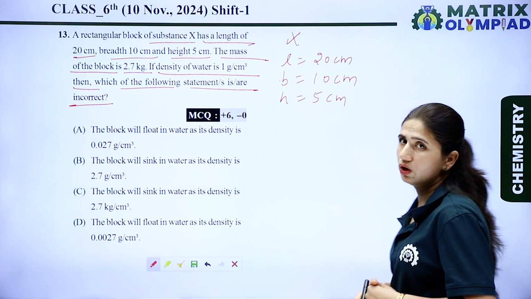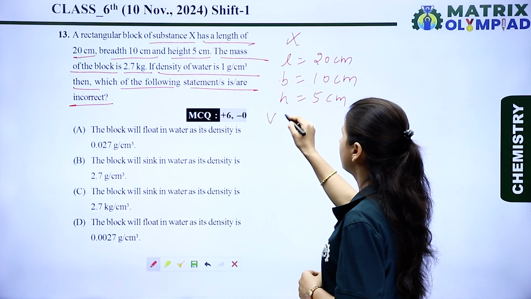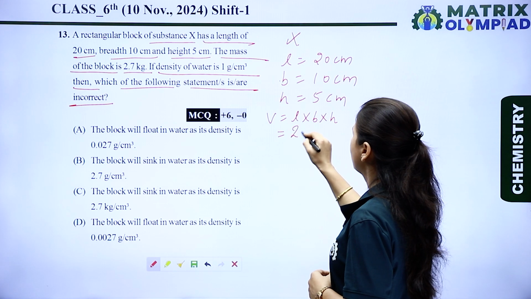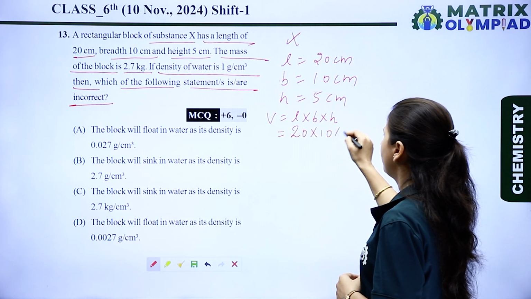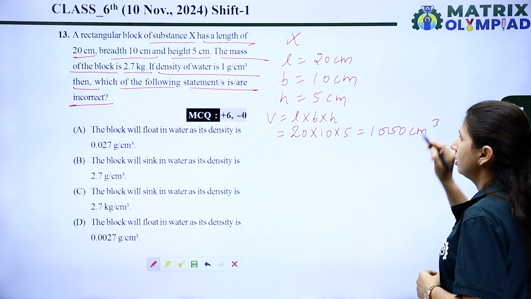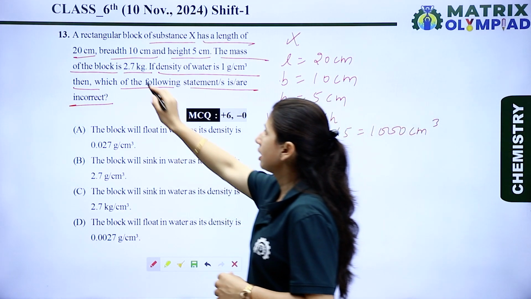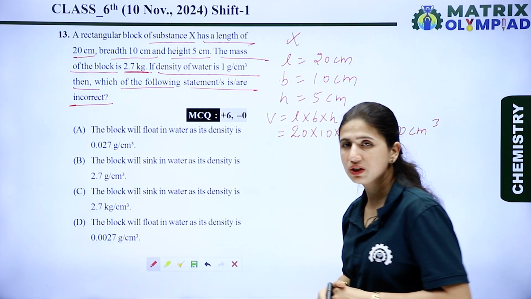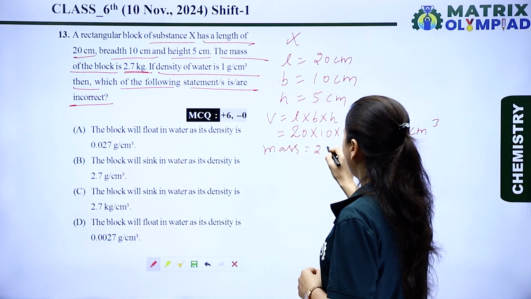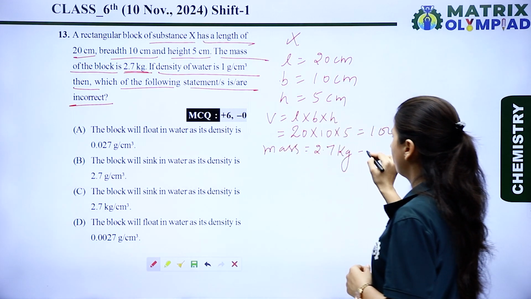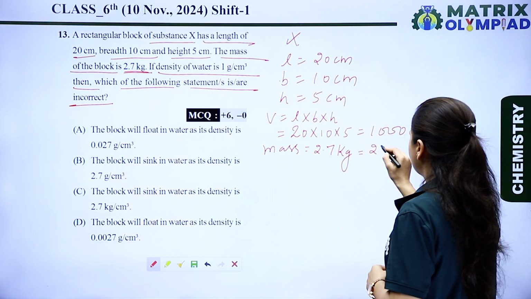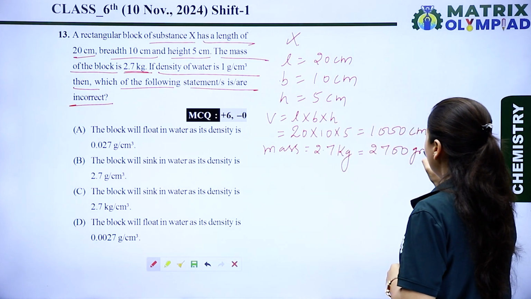If we calculate the volume of the substance, then volume is equal to L into B into H. So it becomes 20 into 10 into 5, which is equal to 1000 centimeter cube. Now the next is the mass of the substance, which is 2.7 kilogram. If we convert 2.7 kilogram into gram, it is 2700 gram.